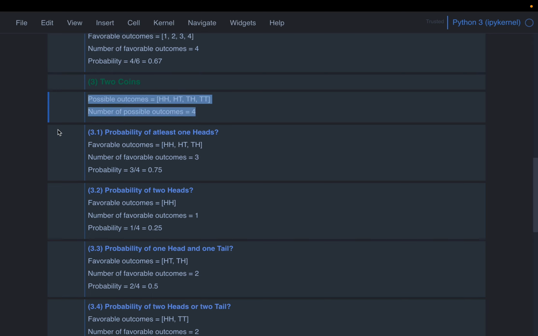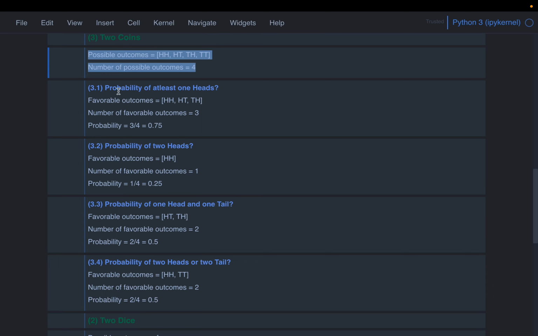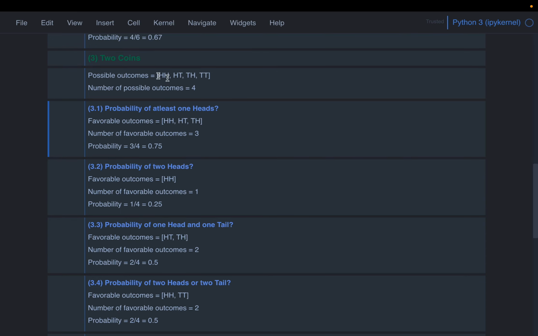Now we are asking the question, what is the probability of at least one head? At least one heads. So if we look for at least one head, here we have 2 heads. That's a favorable outcome. Here we have a head, that's a favorable one. Here also we have a head, that's also a favorable one. And this one is tails and tails, so this is not a favorable outcome.